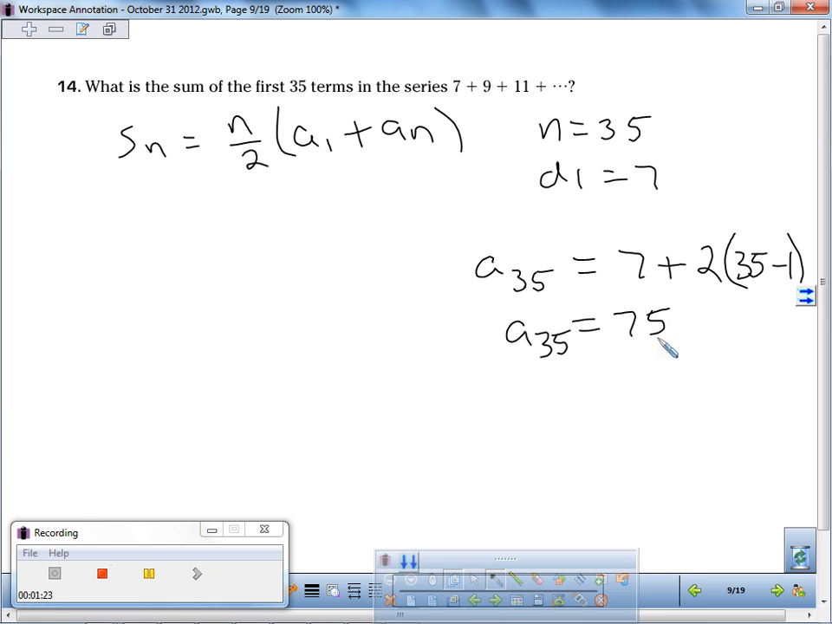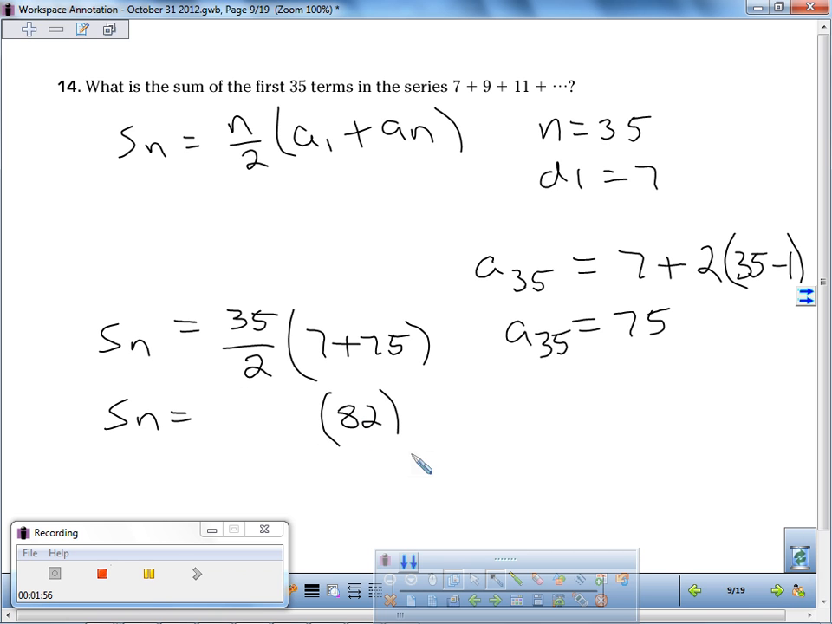Now once we find our 35th term, it just becomes what we've been doing. You're going to plug it into the formula. So it's going to be 35 over 2 times a1, which is 7, plus 75, is equal to S sub n, which is the sum of the series. So we're just going to plug all this in. It's 75 plus 7, 82.